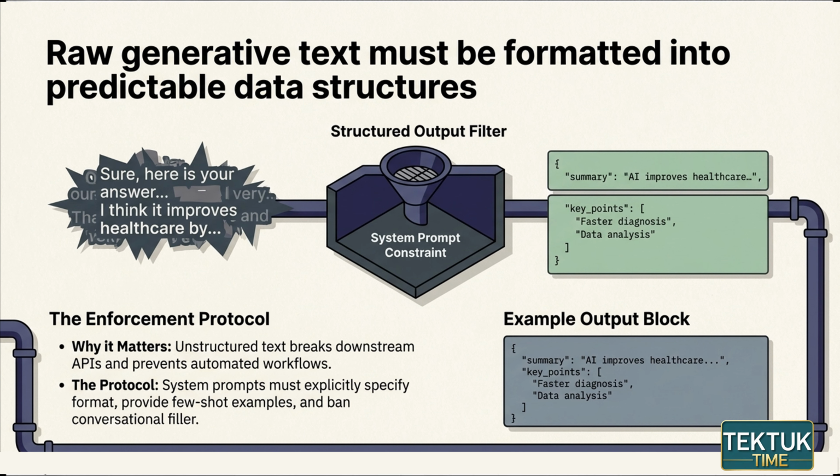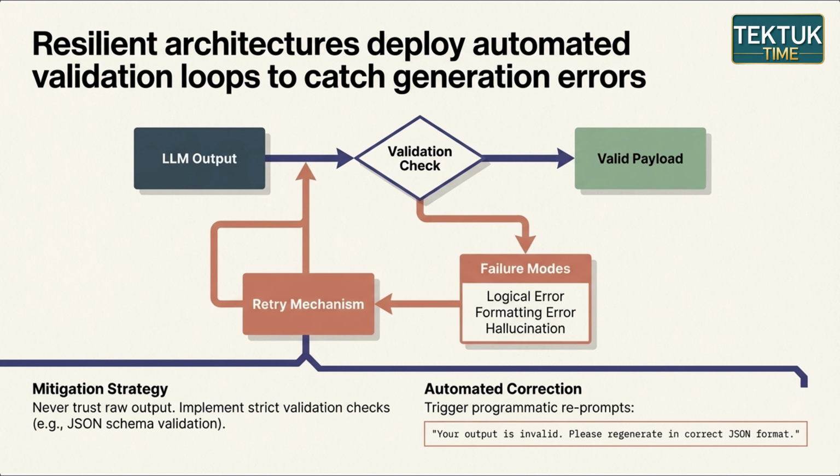And step 3, aggressively ban conversational filler. Believe me, you do not want your automated database parser receiving a message that says, "Sure, here is your answer, buddy," right before the actual data. It will crash your entire pipeline. The absolute golden rule of AI engineering that I teach all my juniors is this: never, ever trust raw output.